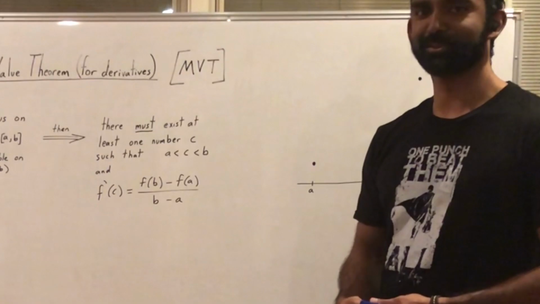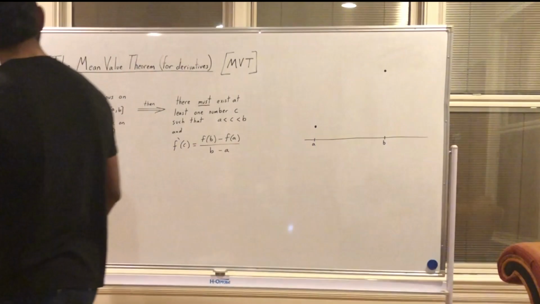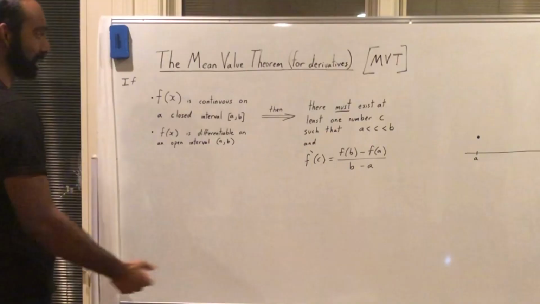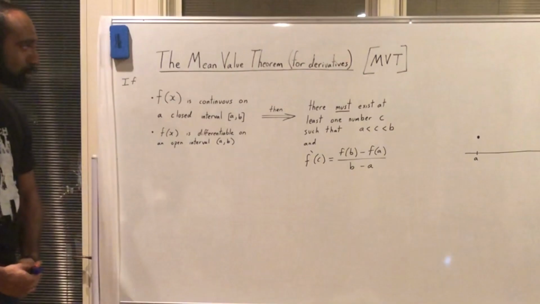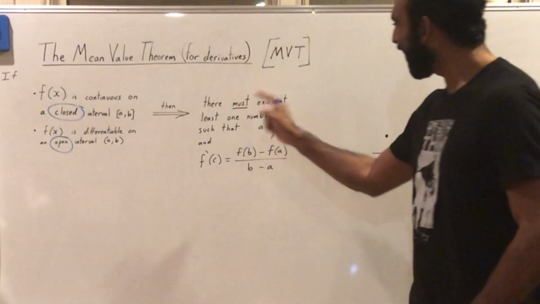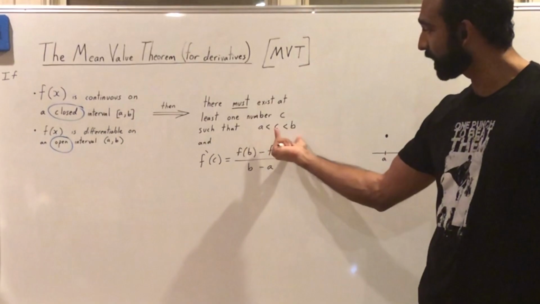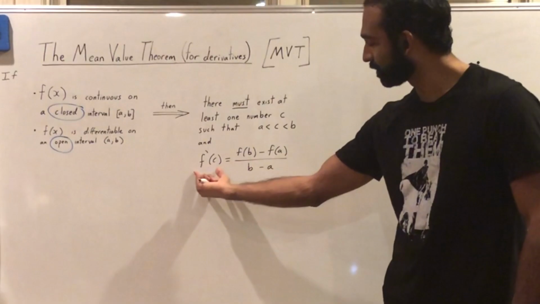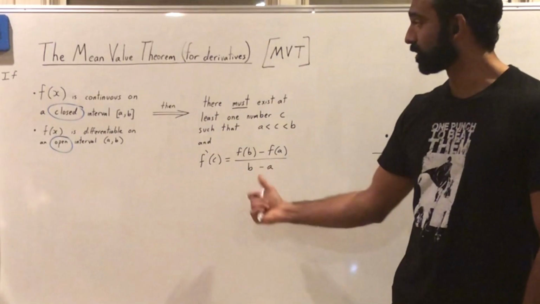Okay, but for now, let's just see what it is. In words, if you have a function and it's continuous on a closed interval [a, b], and it's differentiable on the corresponding open interval (a, b), then you're guaranteed the existence, there must exist at least one number c strictly in between a and b, where the instantaneous slope at c equals this value here. So that is what the mean value theorem for derivatives is in words.